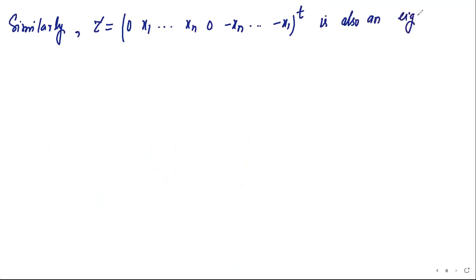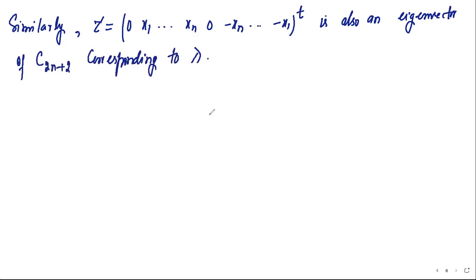So thus we have shown that this z and z dash are the two eigenvectors of C2n plus 2 corresponding to lambda, where x1, x2, through xn is the eigenvector of the path Pn corresponding to lambda. Now using this proposition, we can find the eigenvalues of the adjacency matrix of the path graph.